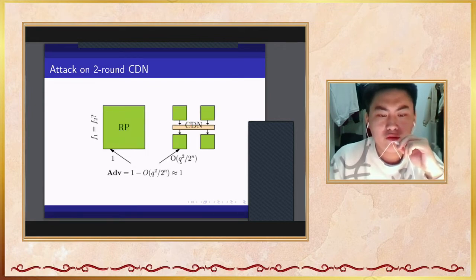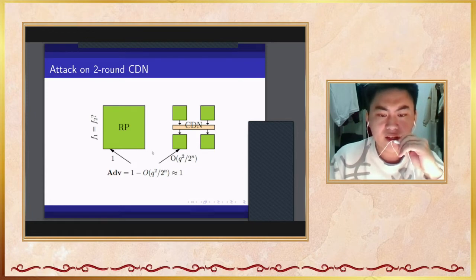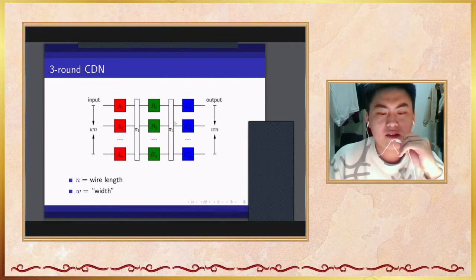If P is a 2-round CDN oracle, it is necessary that F1 is equal to F2, which means the distinguisher always outputs 1. On the other hand, if P is a random permutation, the probability that the distinguisher outputs 1 is just Q squared divided by 2 to the power n within Q queries. So the distinguisher's advantage is about 1. The attack works. Next, we show our 3-round CDN construction with input and output both being WN bits.